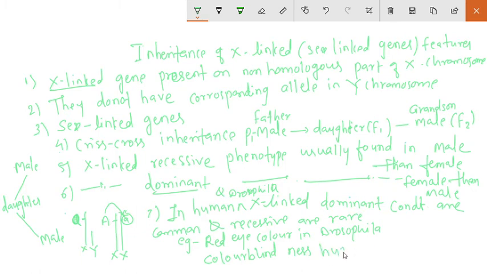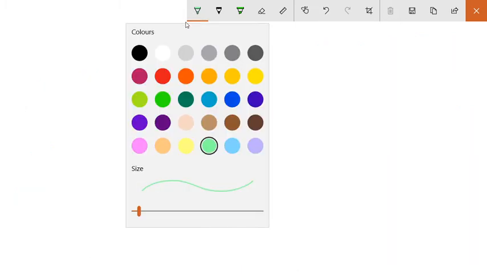Color blindness in humans is the inheritance of an X-linked recessive gene. It is also a rare one. Okay, then we will draw a cross here. We will take one example.